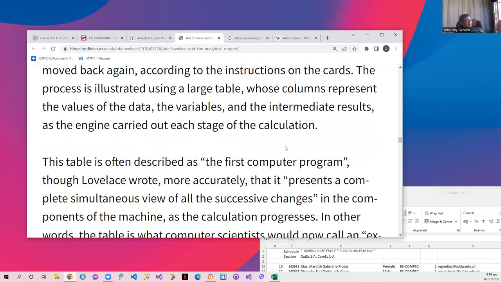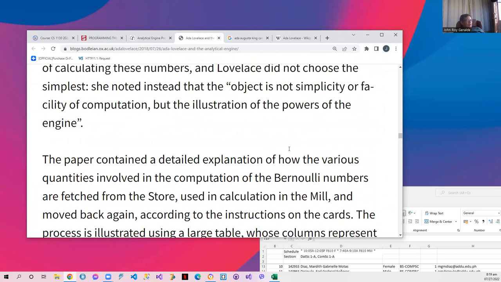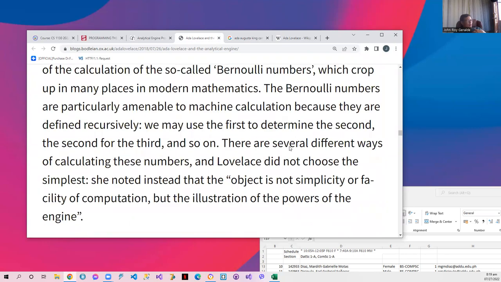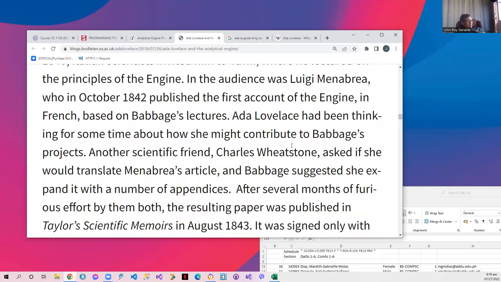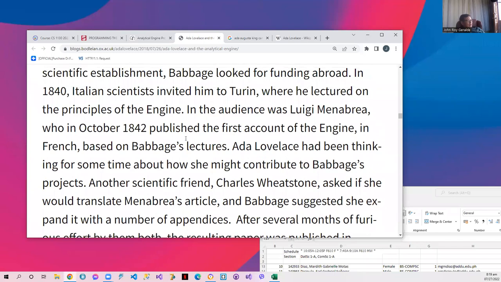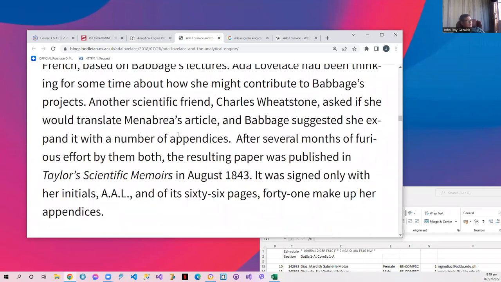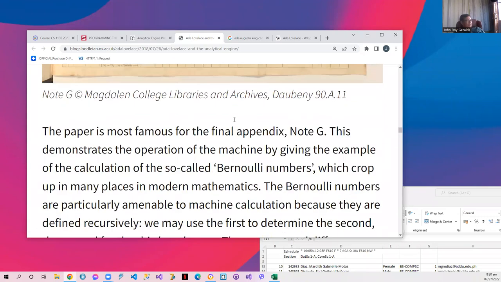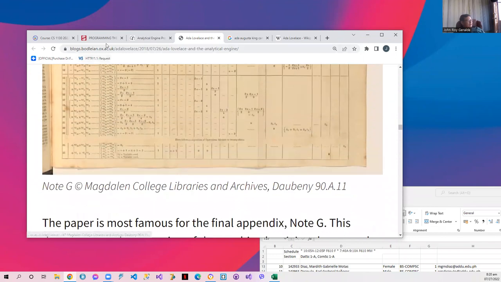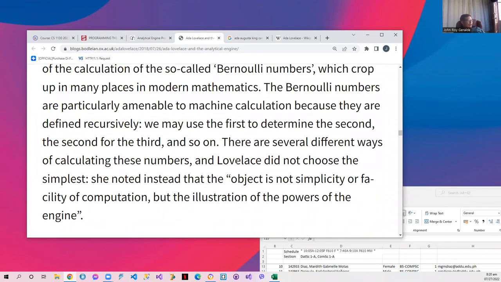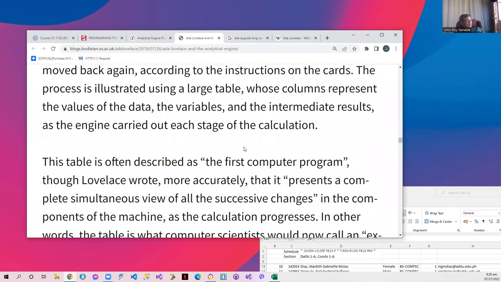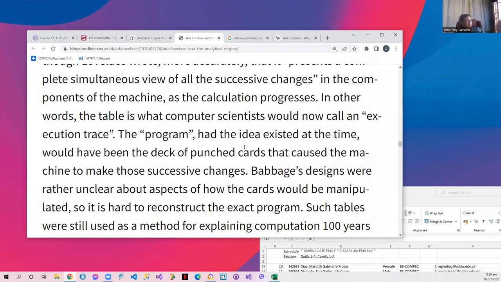Now, the work on Bernoulli numbers was known to be the first computer program. When was this? It was published in 1843. Do you follow? This is known to be the very first recorded computer program. The actual work was from 1841 to 1843, but this was published in 1843. First computer program.